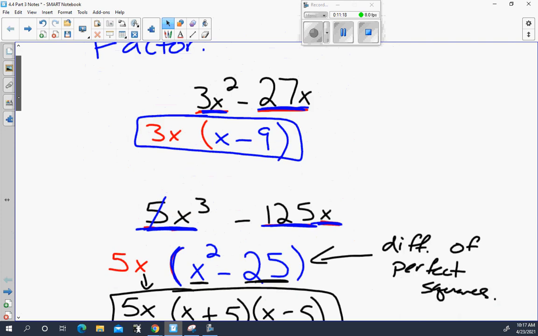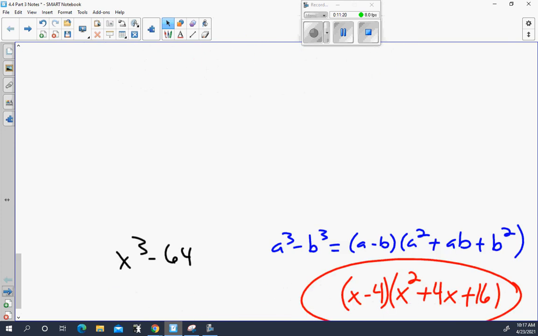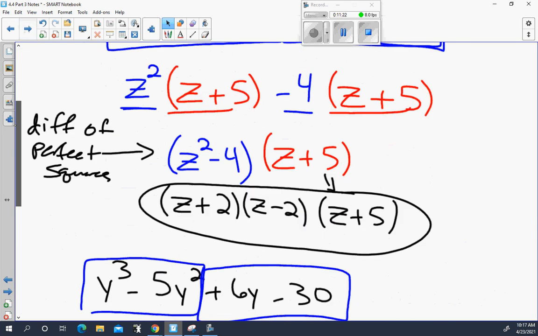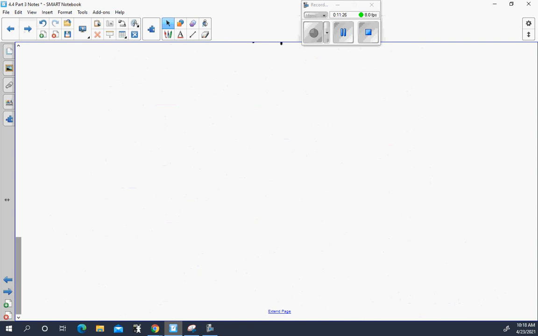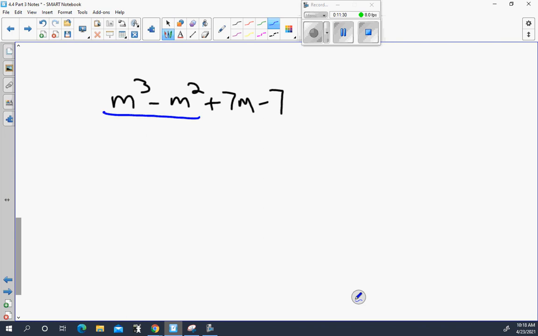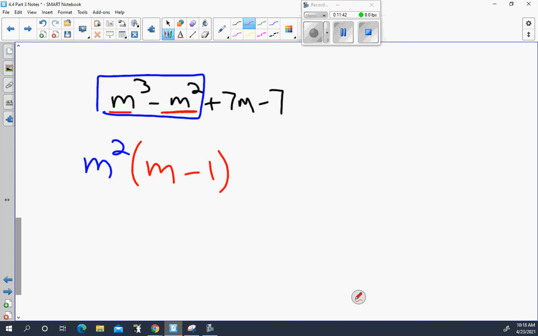Oh, one more. Okay, try it again. Break it into 2 parts. What can I take out? I can take out an m squared. Okay. If I take out an m squared, what's left here? Just 1m. What's left here? Just a minus 1.